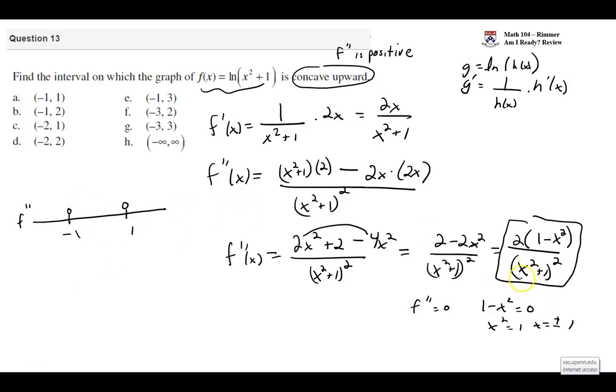every place else. The denominator is always positive. It's x squared plus 1, which is always positive, and then that thing is squared. 2 is positive, so the changing sign occurs from looking at 1 minus x squared. If you put a test value of 0 in, you're going to get a positive value. But if you put a test value of 10 in, it's going to be negative. If you put a test value of -10 in, it's going to stay negative. So where is this concave upward? Between -1 and 1.